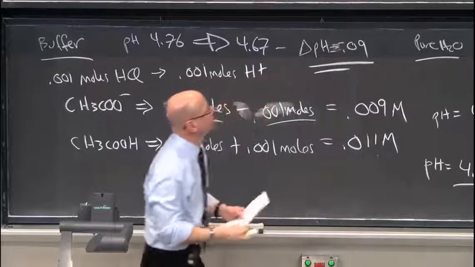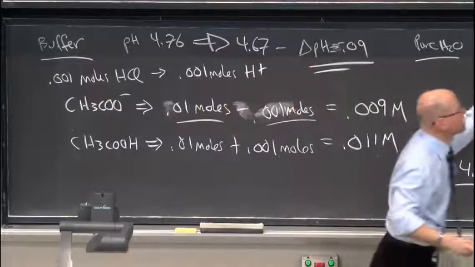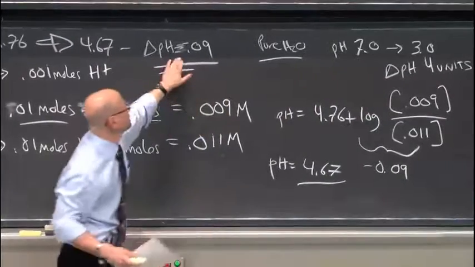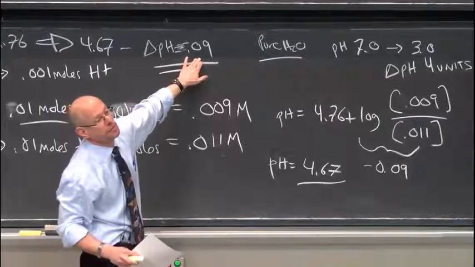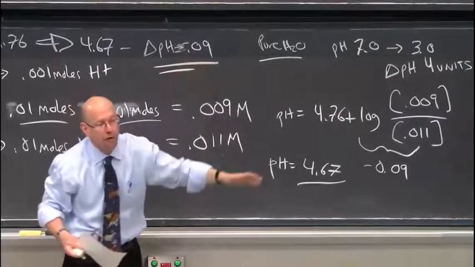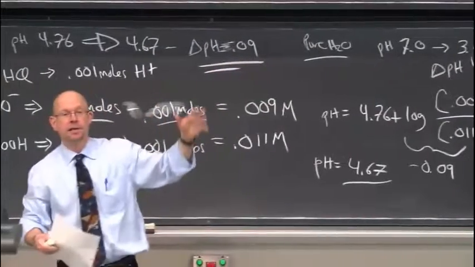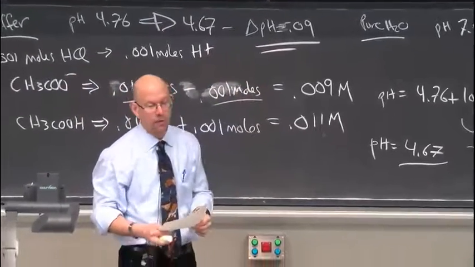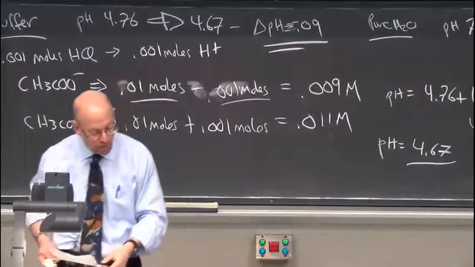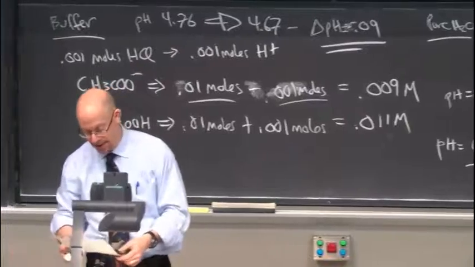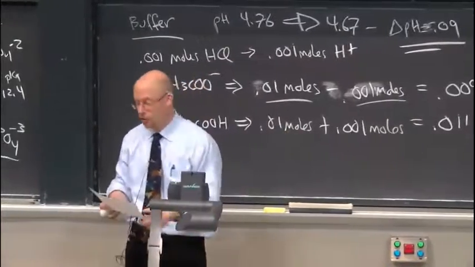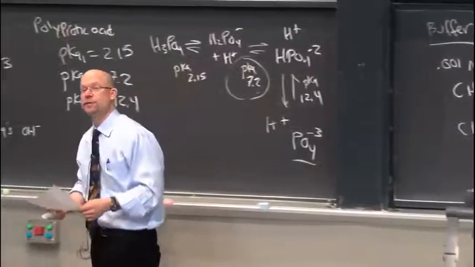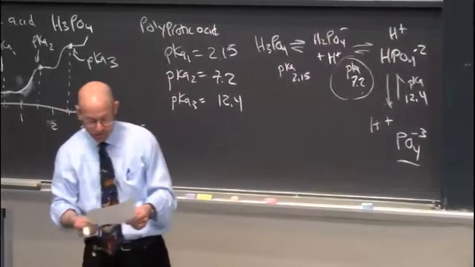Look at the difference. In water alone, we had a change in pH of 4 pH units. In the buffer, we had a change in pH of 0.09 pH units. Okay? The buffer consumed the protons and changed its pH only a little bit. Buffers work best near their pKa's. It's why phosphate is a good intracellular buffer, because it has a pKa that's pretty close to physiological pH where we want this to work.